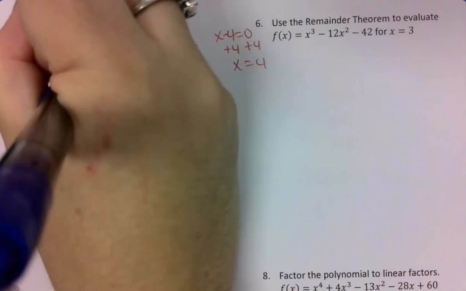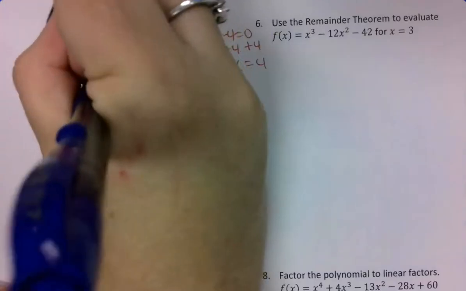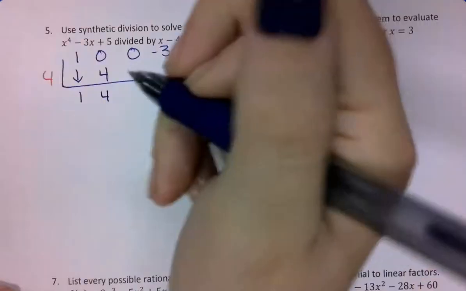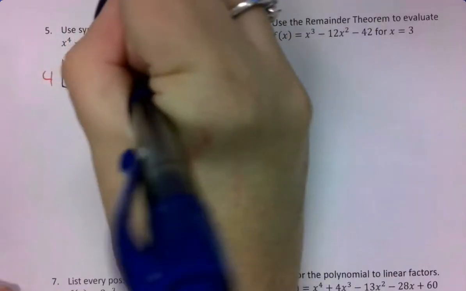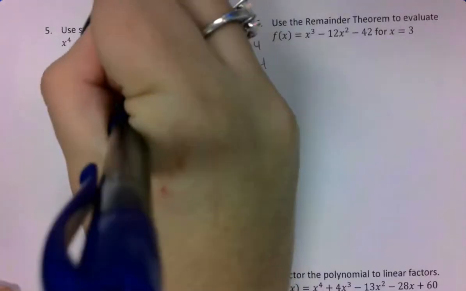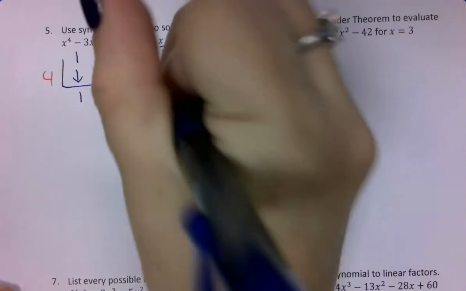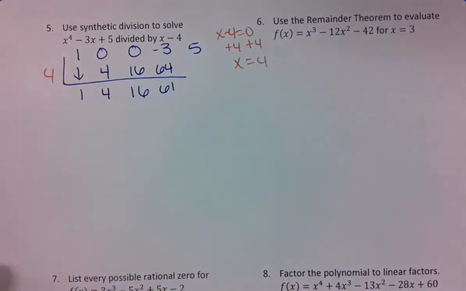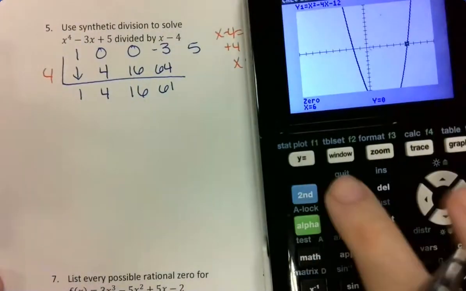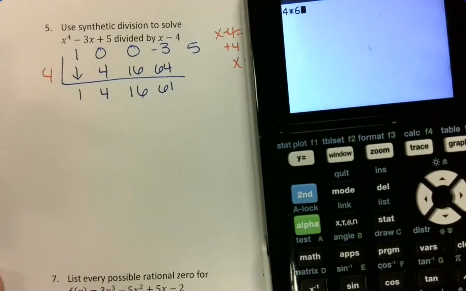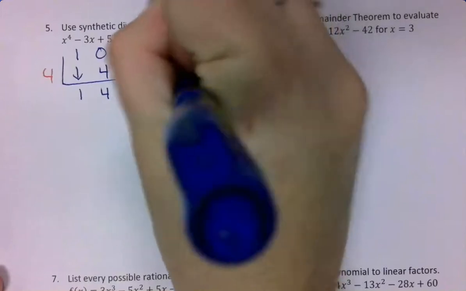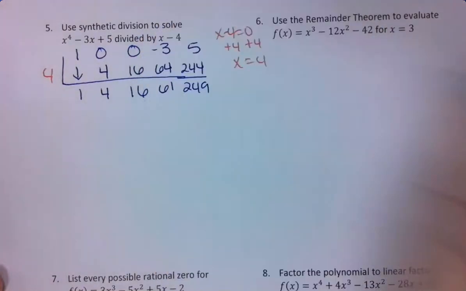For synthetic division, I bring down the 1, then I multiply by that 4. 0 plus 4 is 4. 4 times 4, the number on the outside, is 16. 0 plus 16 is 16. 16 times 4 is 64. Negative 3 plus 64 is 61. 4 times 61, I can't do this in my head anymore. 244. Then I want to add to that 5, which gives me 249.